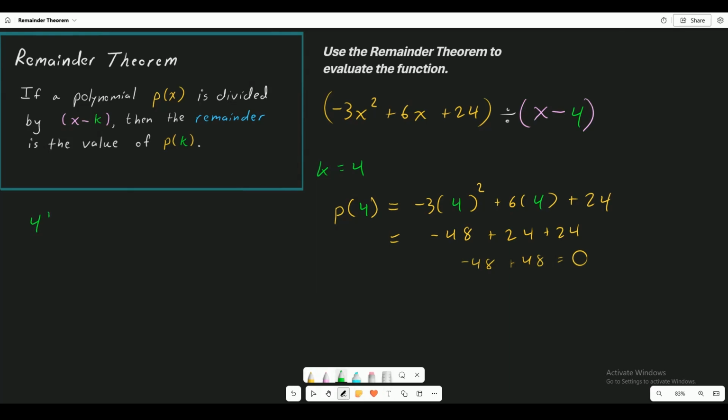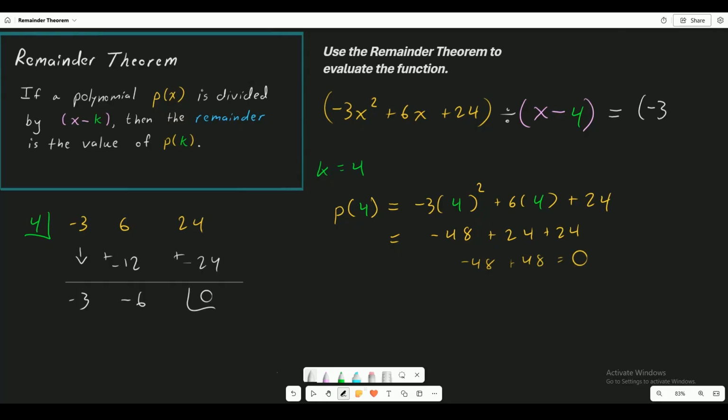So we know x minus 4 is a factor, so 4 is the root. Negative 3, 6, and 24. Let's do quick math. 4 times negative 3 is negative 12. Add 6 to get negative 6. 4 times negative 6 is negative 24. Add 24, and we get 0.